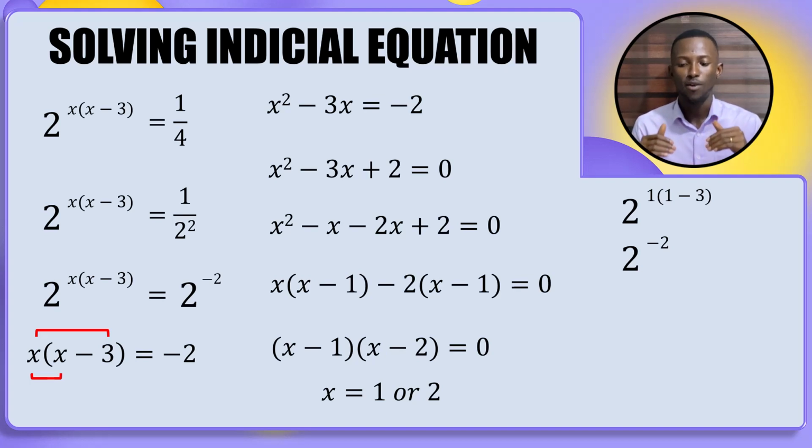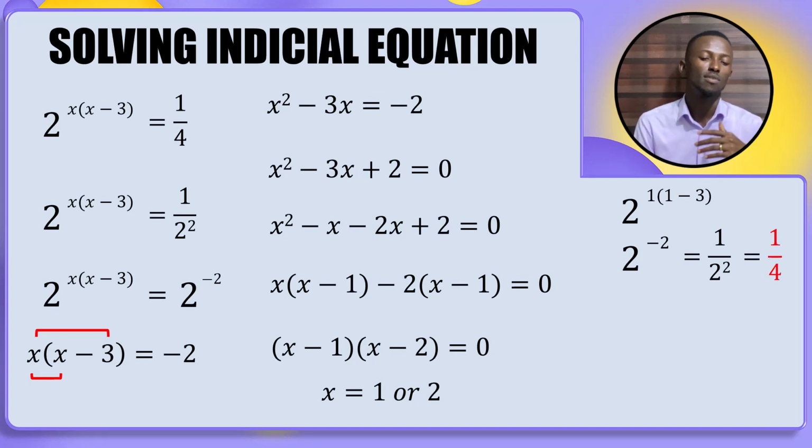So we now have 2 to the power negative 2. And 2 to the power negative 2 is the same as 1 over 2 to the power 2, which equates to 1 over 4. So it is clear and obvious from this step that if our x is 1, our answer is actually valid. What about if x is 2? Mind you, these steps are not necessary in your exams. I'm just using it to verify your answers for you.